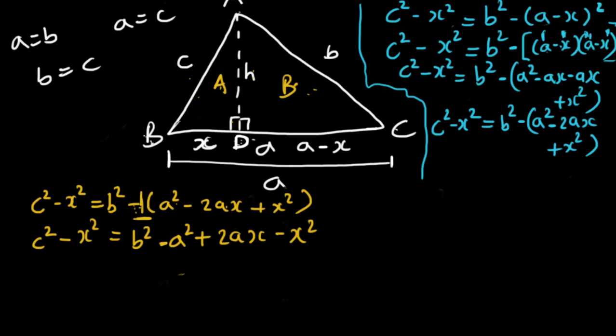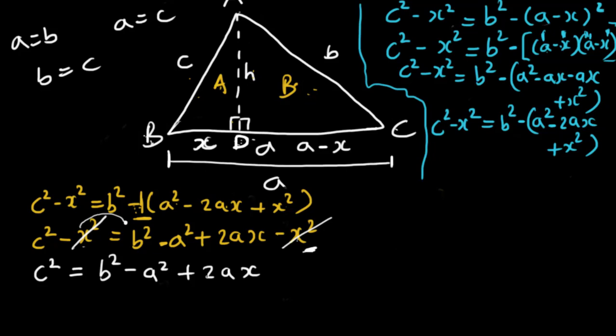Does this make sense? Now look, if x squared moves to the other side to meet this x squared here, it will become minus x squared plus x squared, and minus x squared plus x squared is 0. Does that make sense? If I have minus x squared go to the other side and then I collect like terms, I'll be having minus x squared plus x squared, which is 0. So it means I can cancel these two. Do you understand? So I'm left with c squared equals b squared minus a squared plus 2ax.